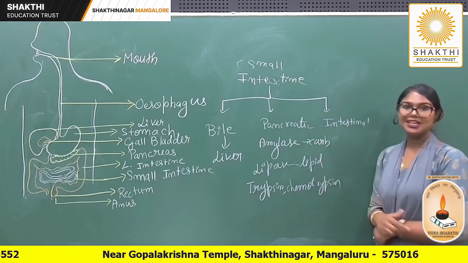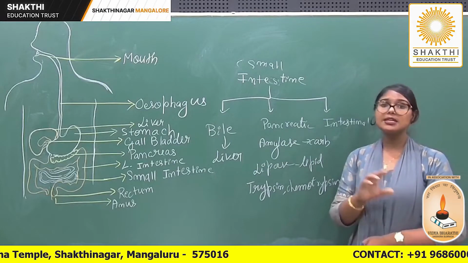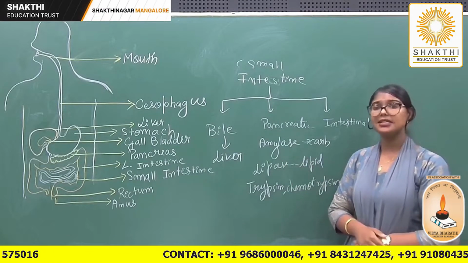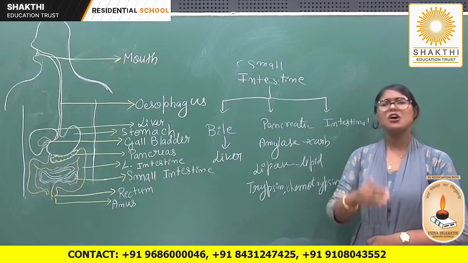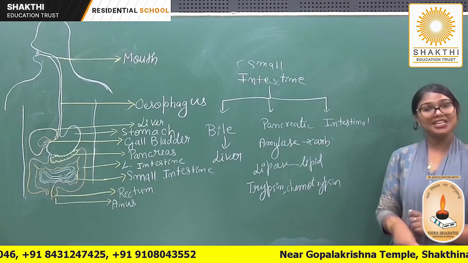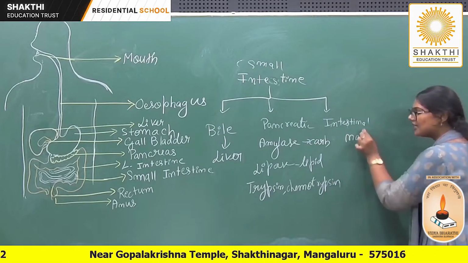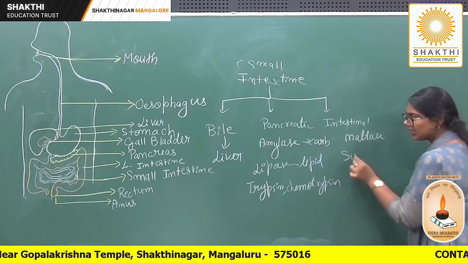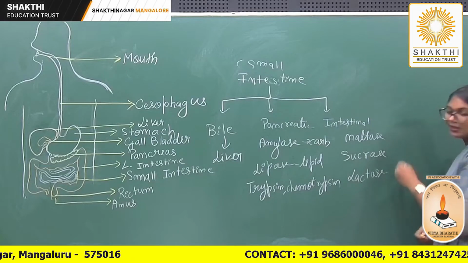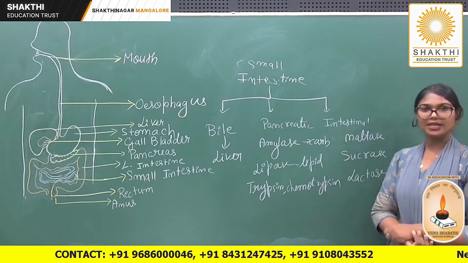Coming to the next one, that is the intestinal juice. Now the intestinal juice is also called as succus entericus. Succus means again secretion and entericus is nothing but intestine. So the secretion of intestine or simply intestinal juice. Now the intestinal juice has many enzymes in it, students, of which important ones you are studying, that is maltase, sucrase and lactase. Need not worry much about this. You have to just know the names maltase, sucrase and lactase.